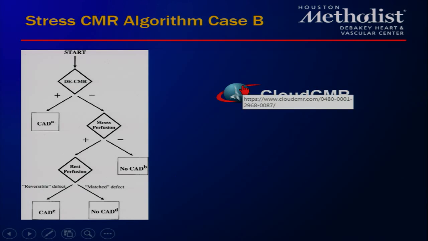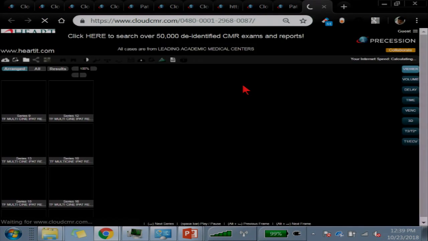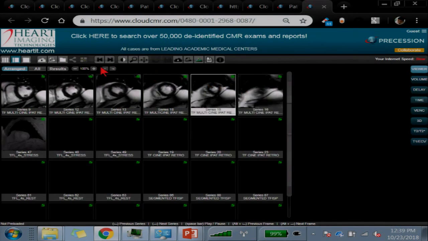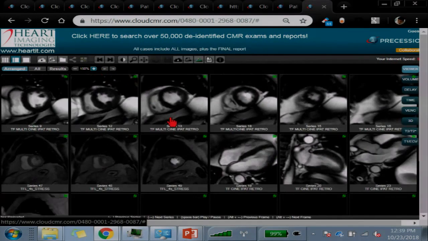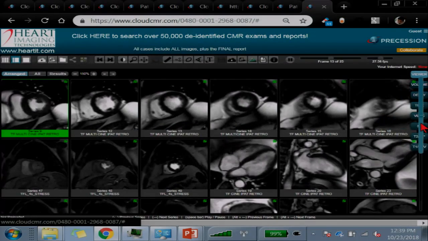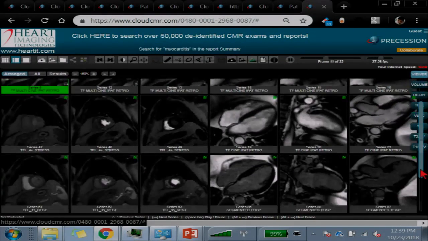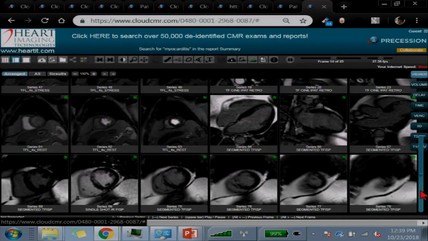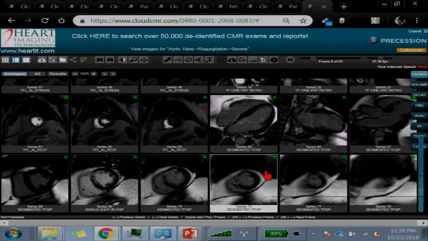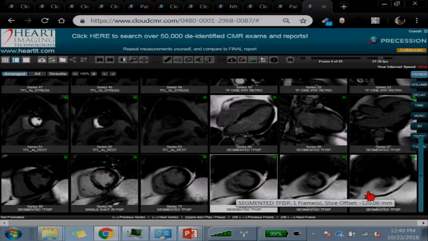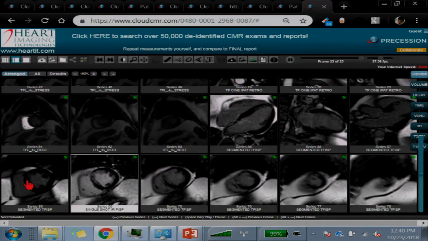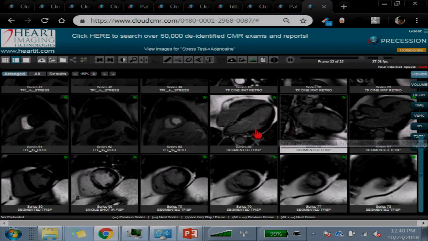Okay. This is a second case. And again, let's go through our algorithm. By our algorithm, we should start off with our delayed enhancement. And what do you notice right away? Yes, so there's a scar in what looks like an LAD distribution. And that can be seen quite clearly on the short axis and on the long axis as well.